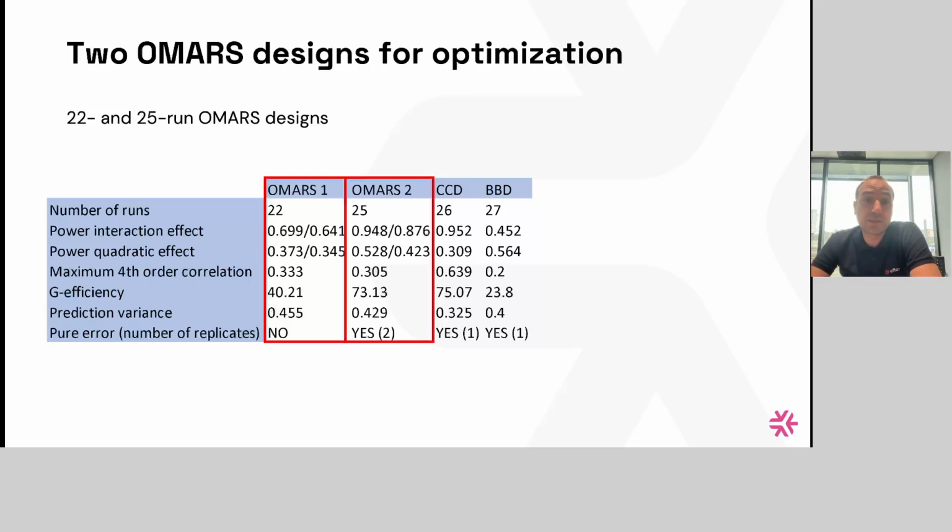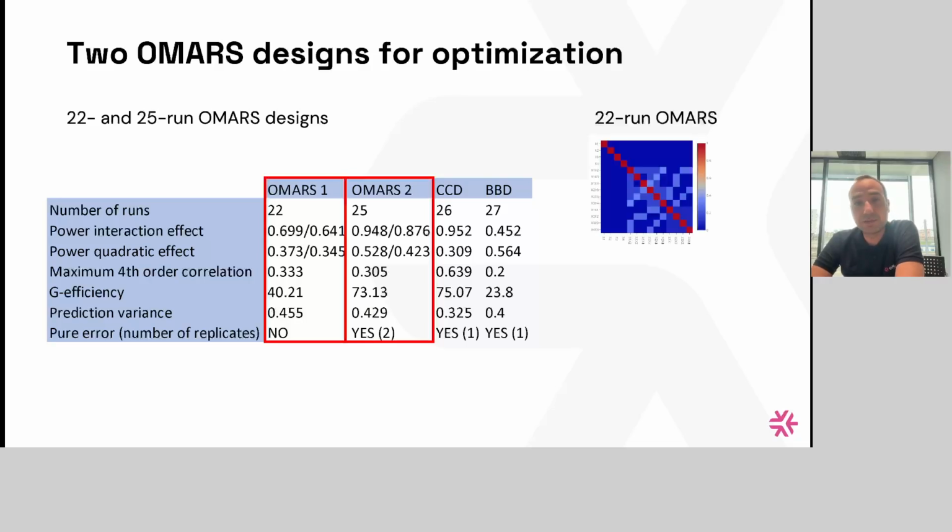Maximum 4th order correlation is on the low side, and I want to point out the pure error, so the last row. For the second OMARS design, you can see that it allows the estimation of the pure error because it has replicates, but differently than the CCD and the BBD, it has 2 different points in the design region that are replicated. So the estimation of the variance is pooled from using those 2 different points, and the lack of fit test is more powerful.